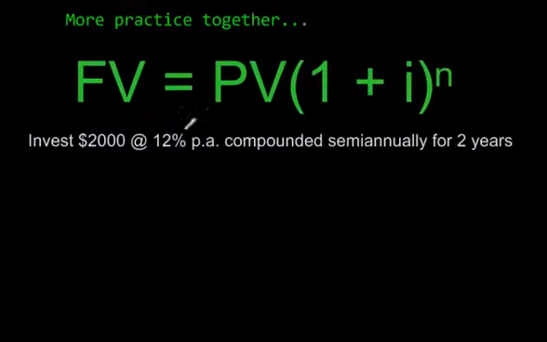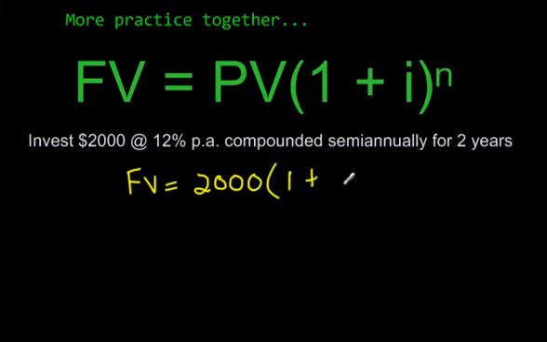Okay, here we go. It says invest $2,000 at 12% PA. That means per annum or per year, compounded semi-annually for 2 years. All right, so let's do that. So FV is equal to, we want to know the future value. So you write $2,000. Okay, 1 plus. Now the I, be careful.